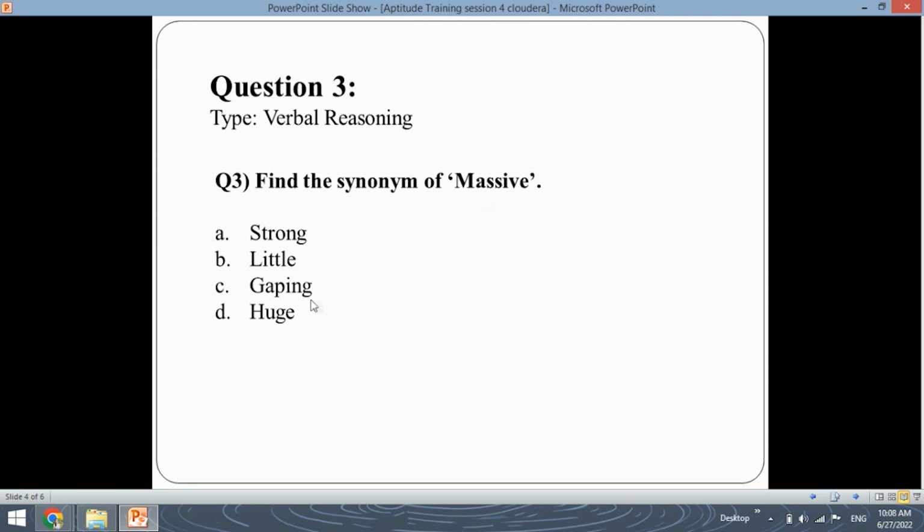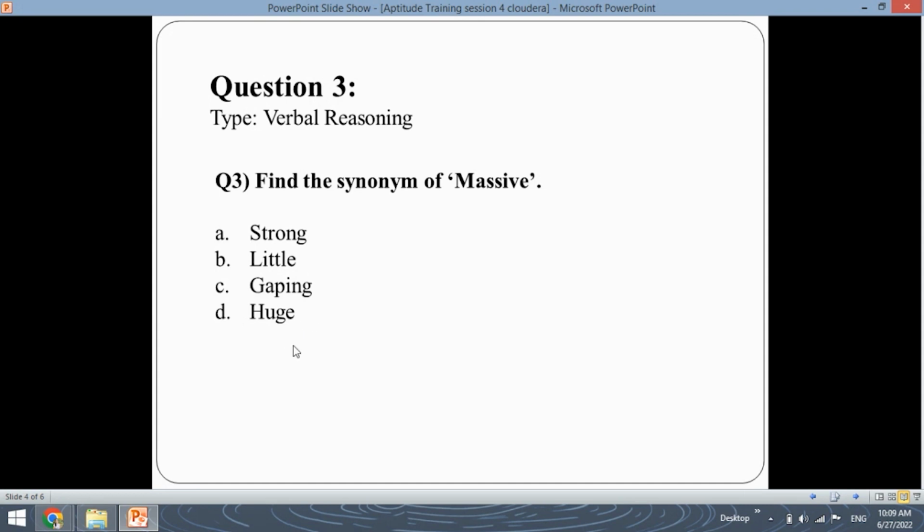And then the last option is huge. So huge, if you know the meaning of huge, is really very big. And the meaning of massive is also the same, something which is really very big. So the synonym of massive is nothing but huge, because both of them have the same meaning, something which is very huge, or very big, or very massive. So the last option D is the answer for this question.